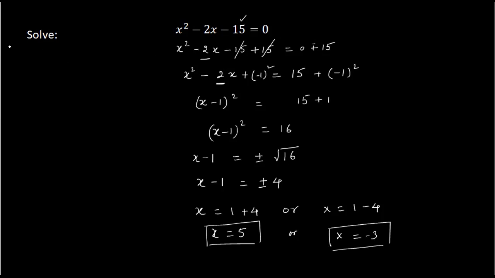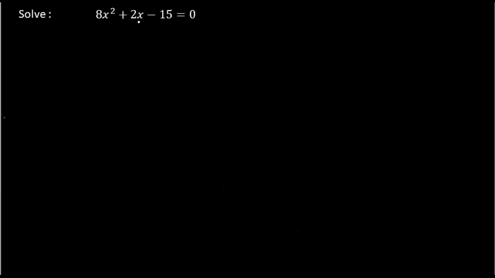Let us do one more question in order to understand it better. So here we have a quadratic equation 8x square plus 2x minus 15 equals 0. Let us do the same thing again. To start with, let us add 15 on both sides because we want to make sure that the constant term is not present on the left side. So this 15 gets cancelled.